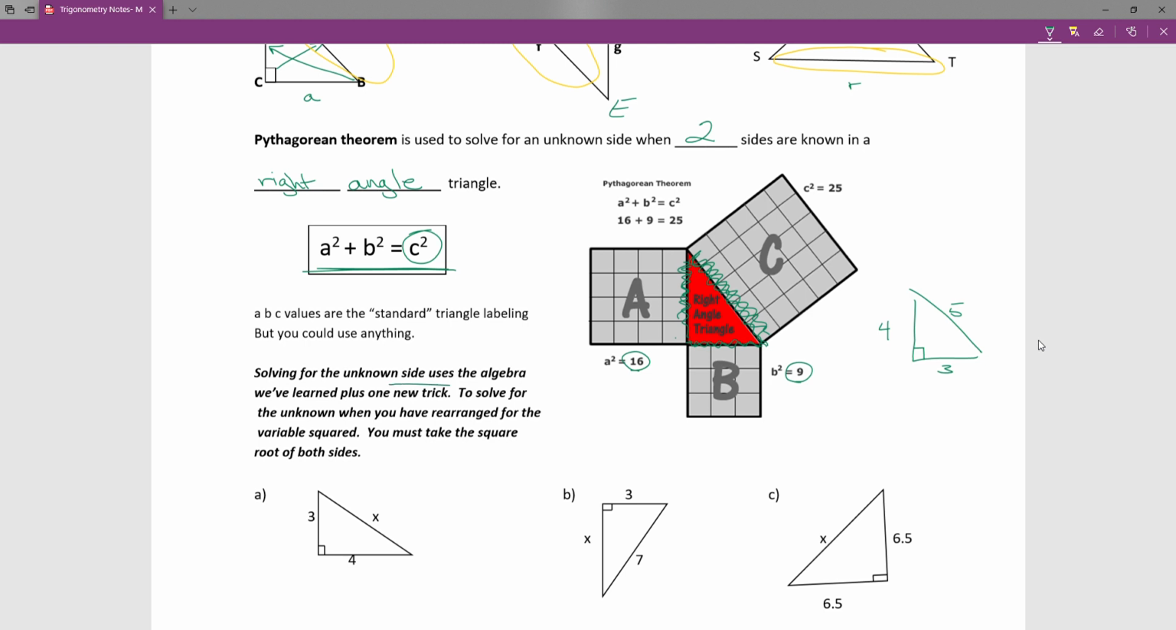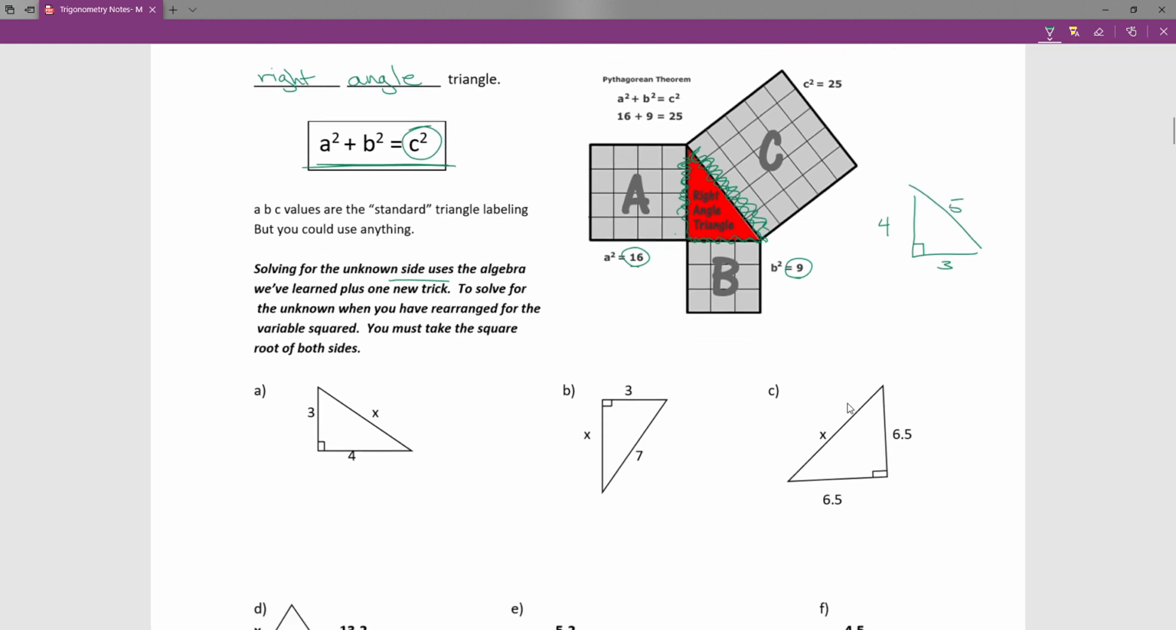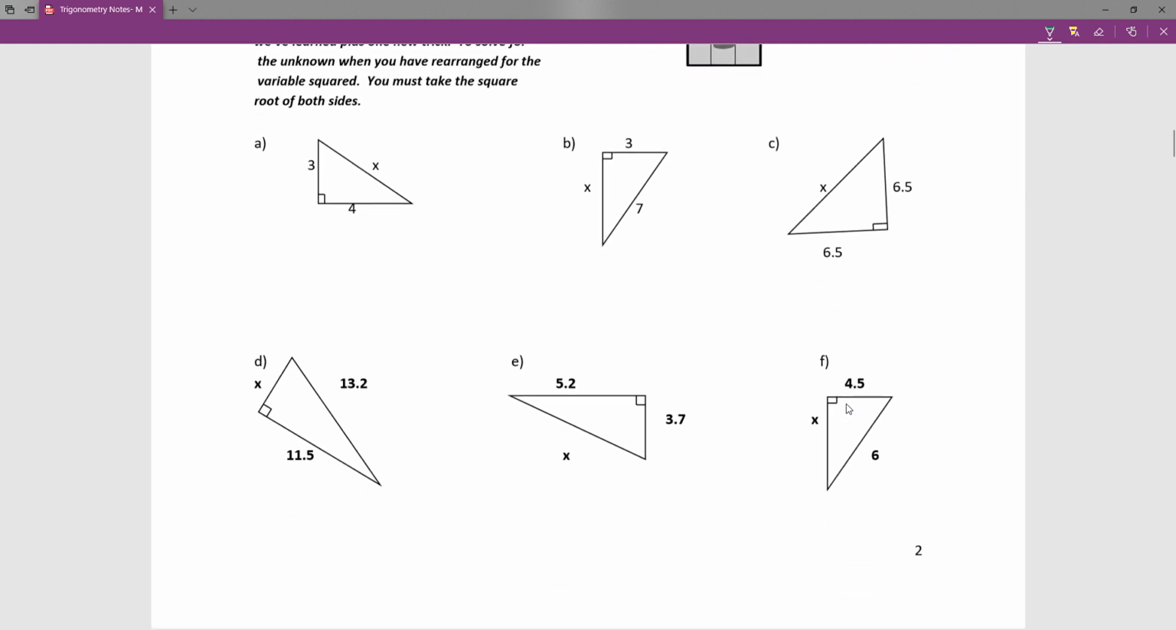Solving for the unknown sides uses algebra, and we've learned tricks for this. So to solve for the unknown, you have to rearrange the squared variable. You have to take the square root of both sides. So again, with these, sometimes people remember it, but sometimes they don't. So I'm going to make sure that I show all of my work.